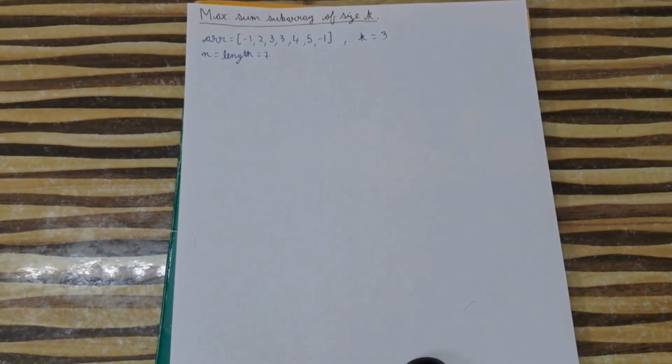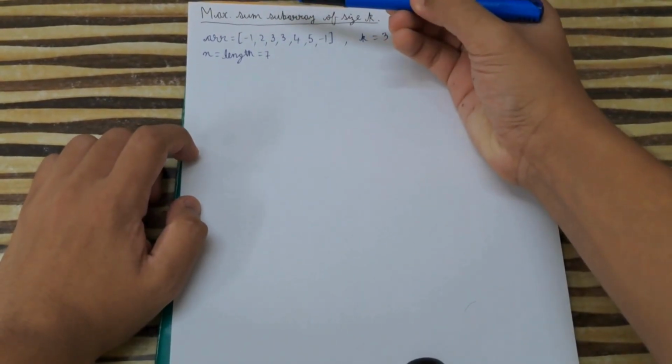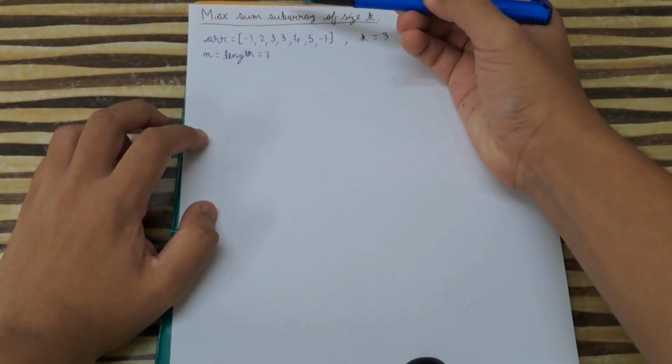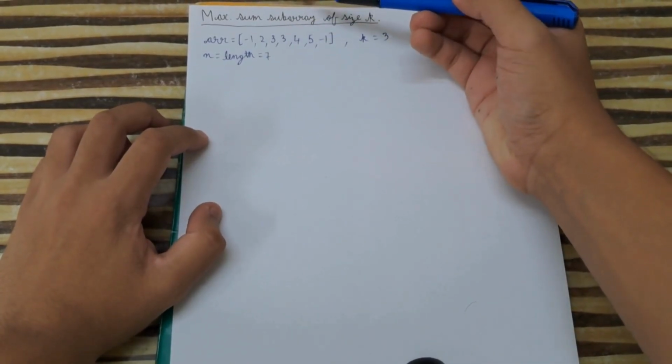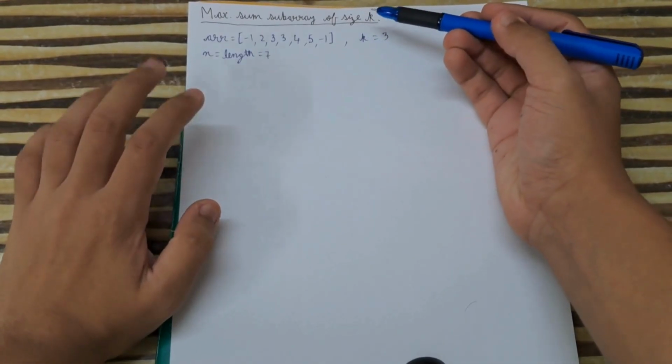Hello everyone. Today we will be looking at the max sum subarray of size k problem. So let's see what the problem in itself, in its name, is actually saying. We have been given an array. We have to find a subarray that has the maximum sum, and the condition is that the size of the subarray should only be k.